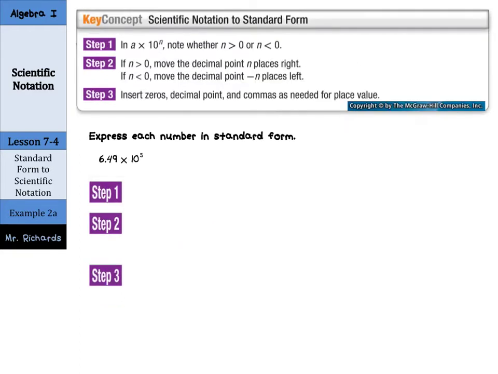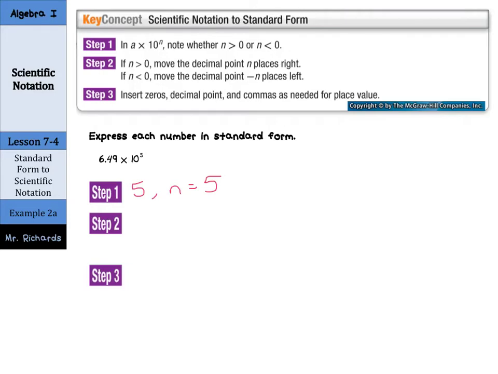Now what about scientific notation to standard form? Let's do this one step by step to make sure we understand the steps, and the next one we may be able to take the shortcuts. So step 1, in a times 10 to the n, note whether the n, the exponent, is greater than 0 or less than 0. Well, in this example, 6.49 times 10 to the 5th, that n is greater than 0. So the exponent is 5, so n equals 5.